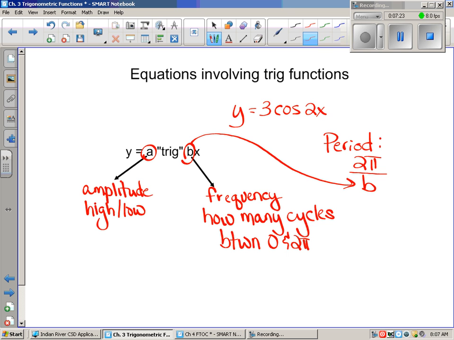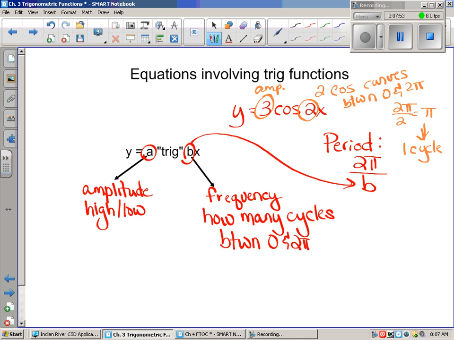So if I'm looking at the example that I have up here, y equals 3 cosine 2x, we know that it's going to go up to 3 and down to -3. That's your amplitude. And this tells me that there's going to be 2 cosine curves between 0 and 2 pi. The period of this function would be 2 pi divided by 2, or rather pi. In other words, it completes one cycle by the time it gets to pi.